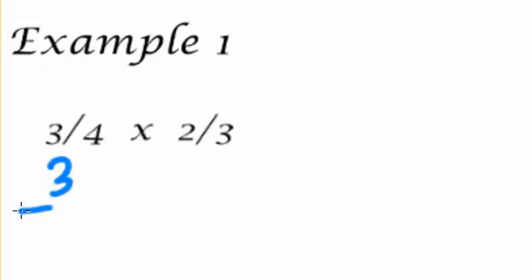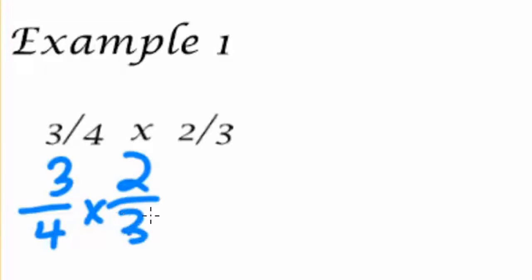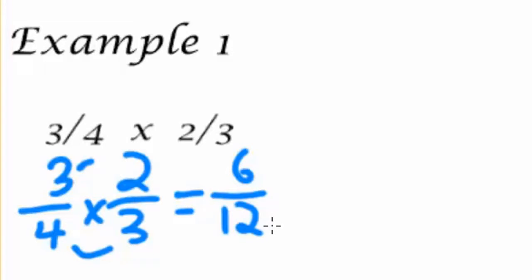3/4 times 2/3. You can set up the problem in much the same way regardless of how it's written and multiply my numerators. 3 times 2 in this case will give me a 6. Multiply the denominators. 4 times 3 in this case will give me 12. Now 6/12 does reduce down to 1/2.